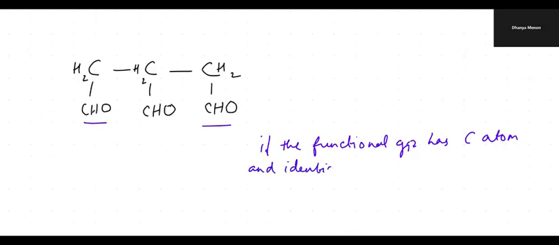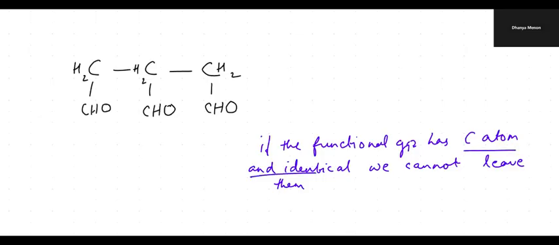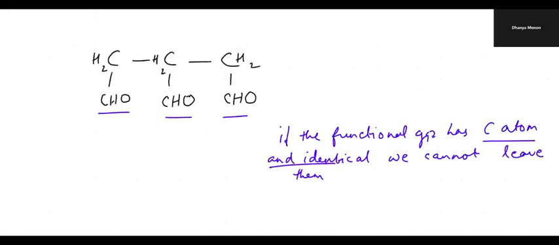We cannot leave any one of them. We cannot treat them differently. All the CHO groups have to be treated in a similar way. I repeat once again, if the functional group has a carbon atom, that is one condition, and they are all identical, if you see, all are identical. In such cases, the CHO is called carbaldehyde.